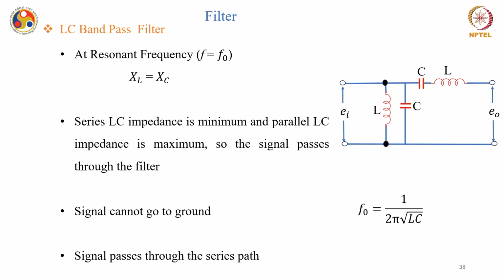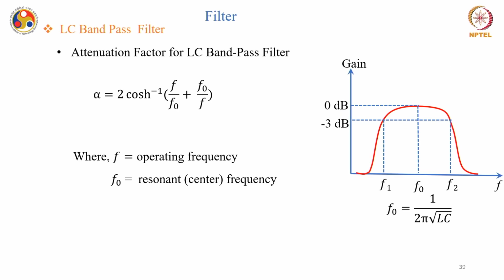This is happening at the resonant frequency. We call f naught the resonant frequency. At f equal to f naught, XL is equal to XC. So the series LC impedance is minimum and the parallel LC impedance is maximum. The signal passes through the filter, cannot go to ground, and passes through the series path.